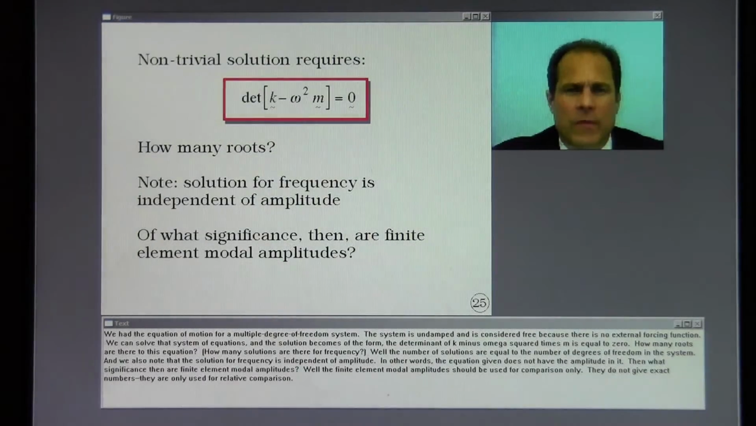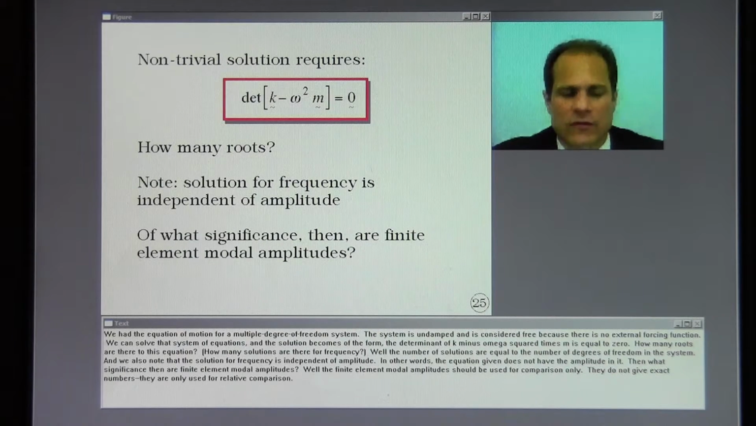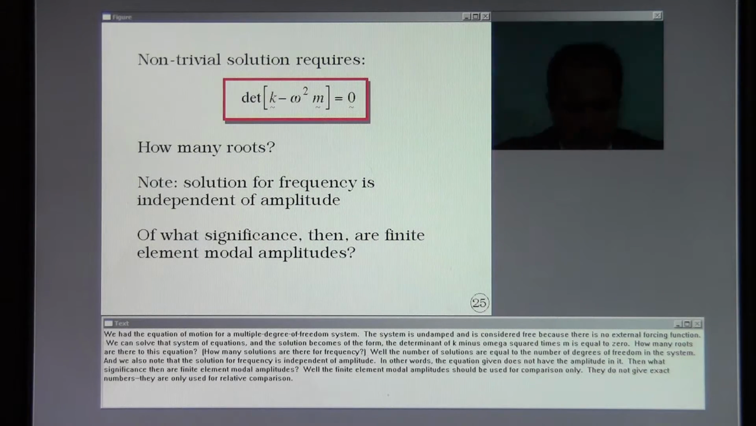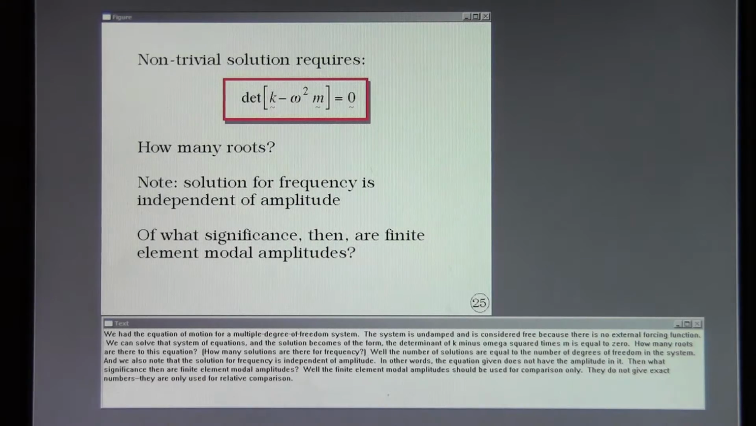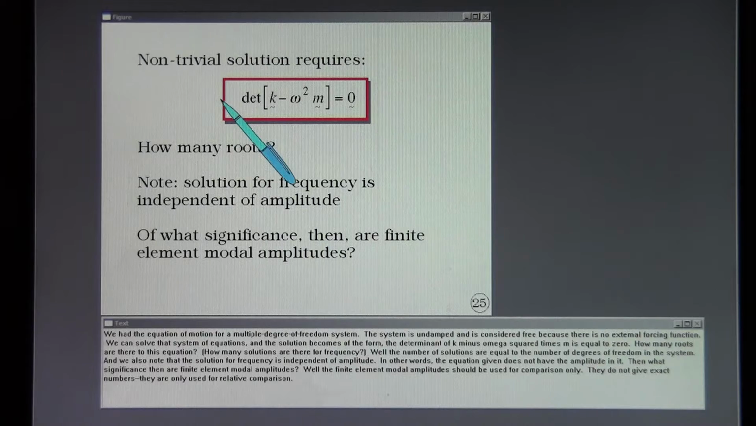We have the equation of motion for a multiple degree of freedom system. The system is undamped and is considered free because there's no external forcing function. We can solve that system of equations, and the solution becomes the form, the determinant of k minus omega squared m is equal to 0. How many roots are there to this equation? How many solutions are there for frequency? Well, the number of solutions is equal to the number of degrees of freedom in the system.